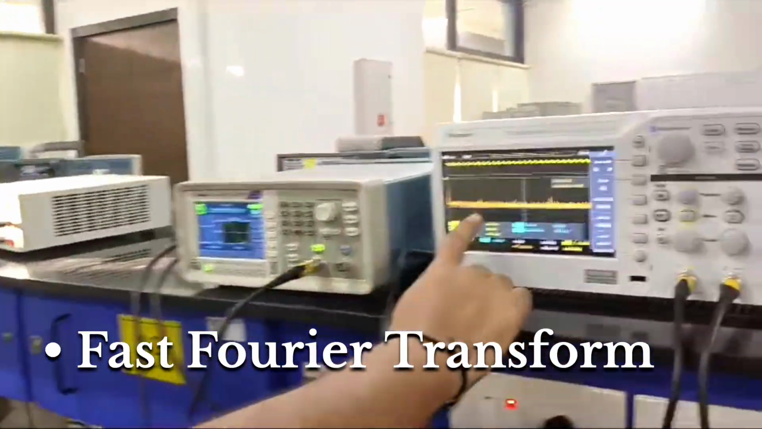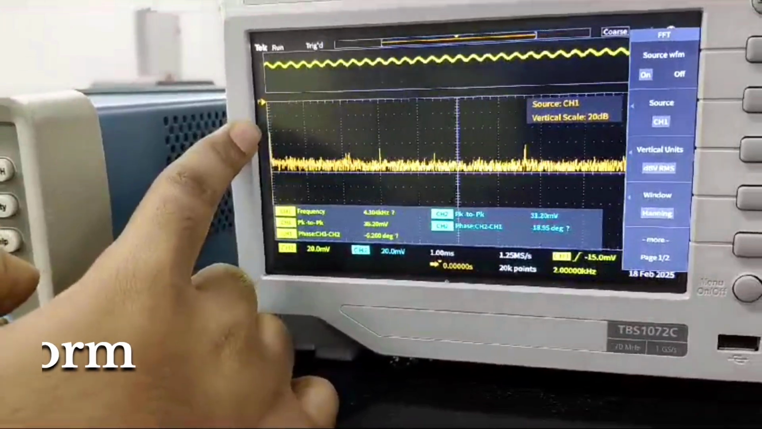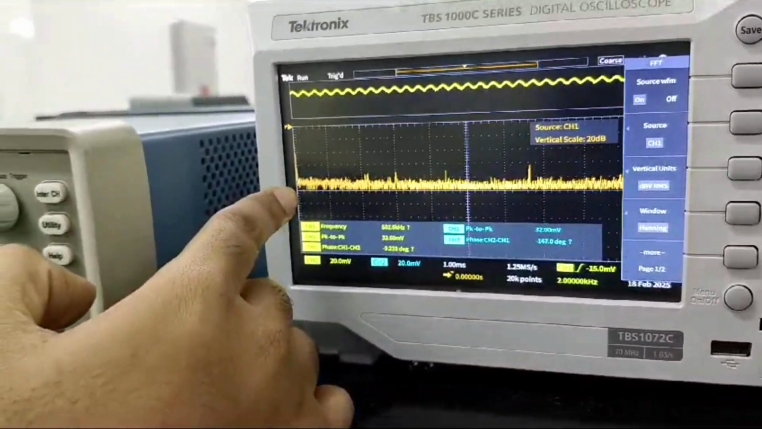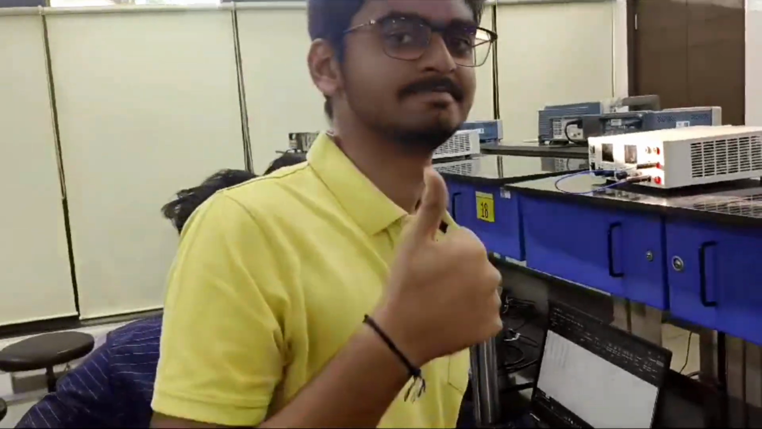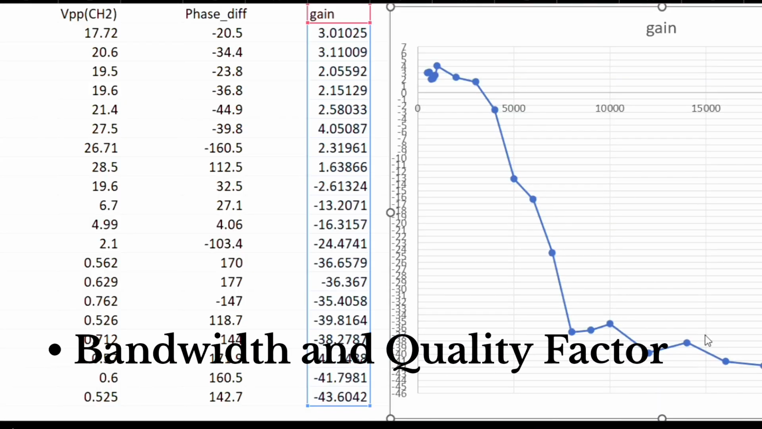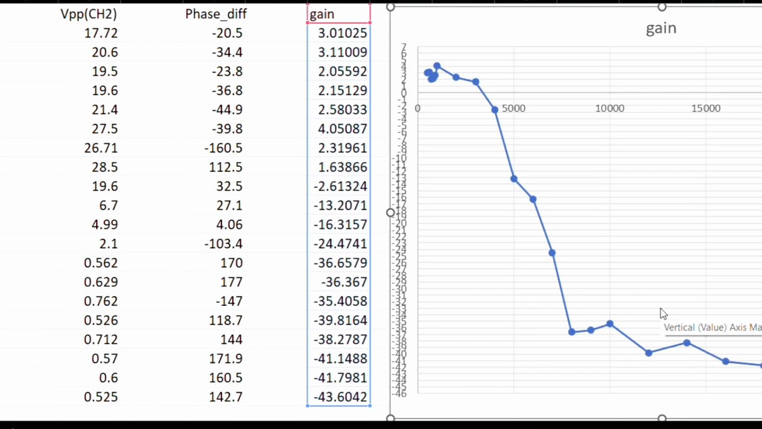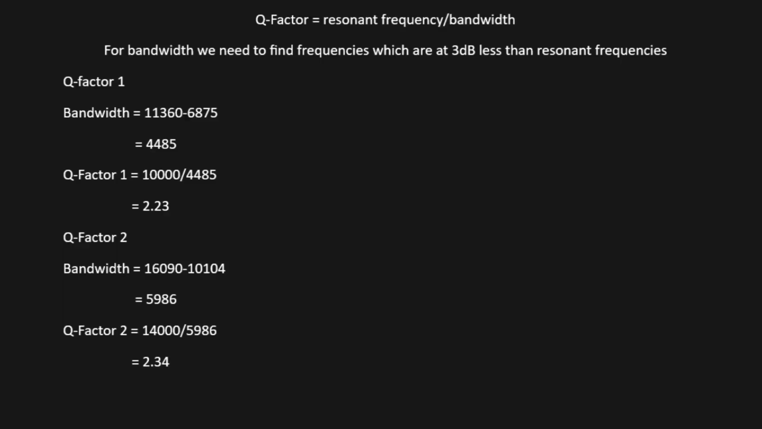By observing the FFT, we get a peak here. So this is somewhere around 1.7 kilohertz. It is known as resonant frequency. Since here we have two peaks, we get two quality factors. For finding the bandwidth, we need to go 3 decibels below the respective peaks to find the corresponding frequencies. Upon calculation, we get both the bandwidths and both the quality factors as 2.23 and 2.34.